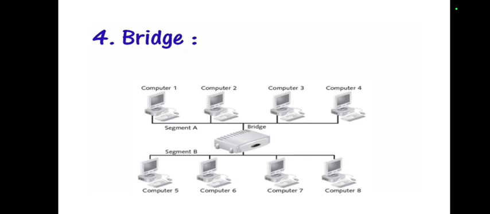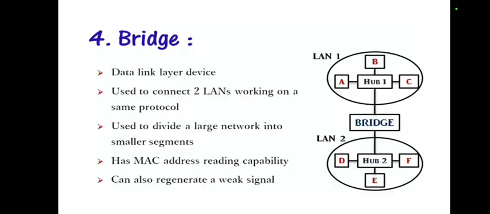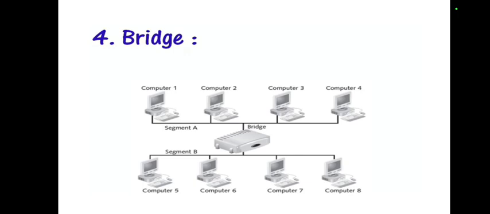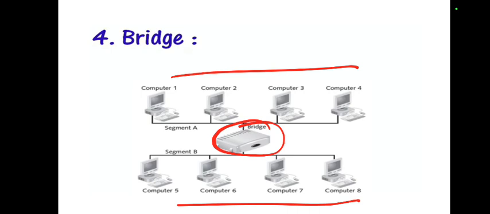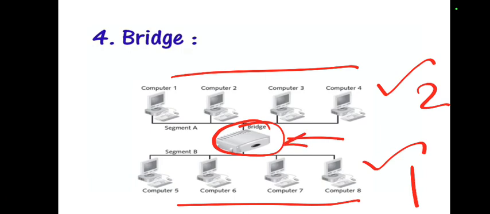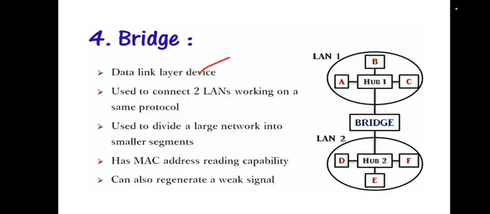Now a bridge. You can see a bridge here, and it connects two different LANs. Many computers are connected to LAN 1, and consider this as LAN 2, and in between you have a device called a bridge, which connects the two LANs or many LANs. It is used in the data link layer, and using this you can connect large networks, and it also regenerates the weak signal.